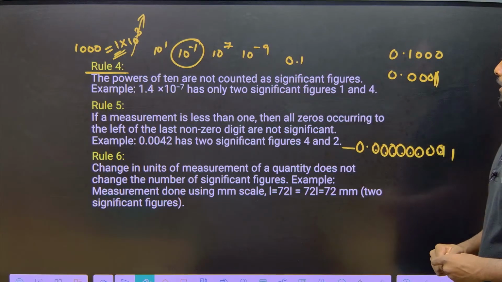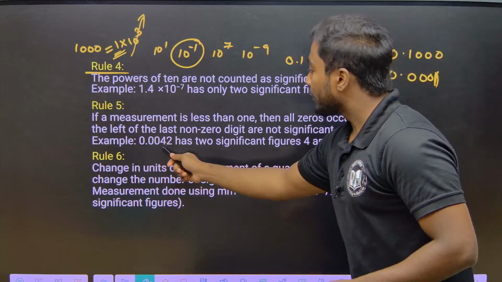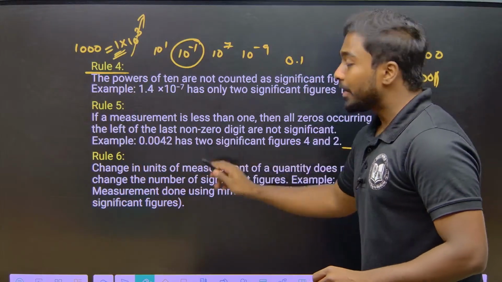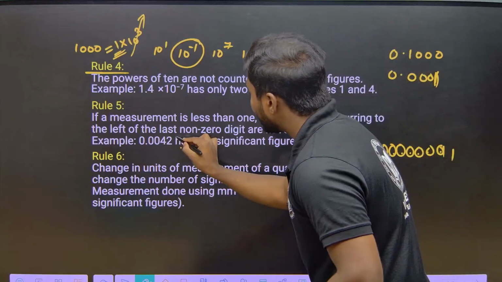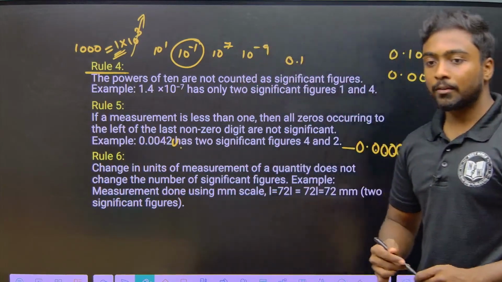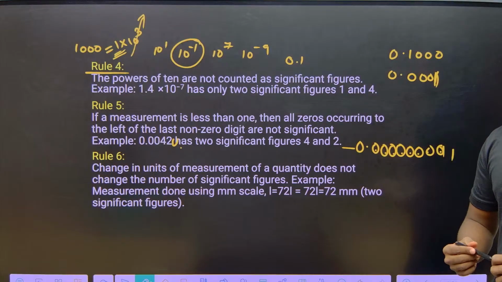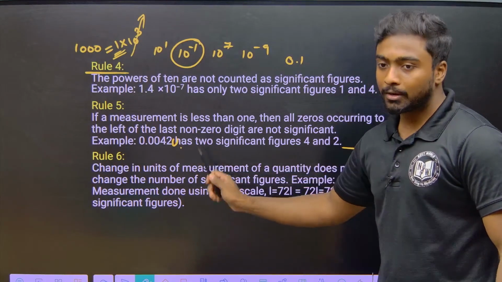Okay, and yeah, example 0.0042 has only 2 significant because 4 and 2 are counted. If I take 0.0420, how many significant? Then we have 3 significant. The trailing zeros I should count.